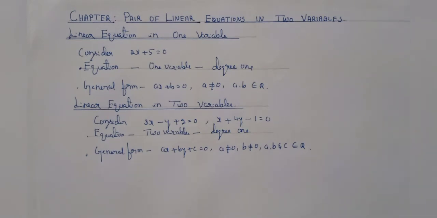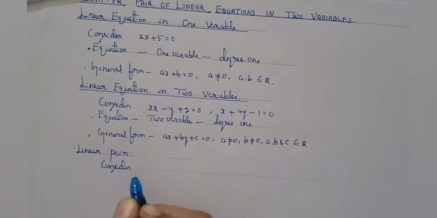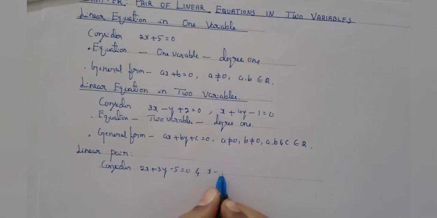Next is linear pair. Consider two linear equations in two variables: 2x plus 3y minus 5 is equal to 0 and x minus 2y plus 3 is equal to 0. Here, these are two linear equations in the same two variables x and y.